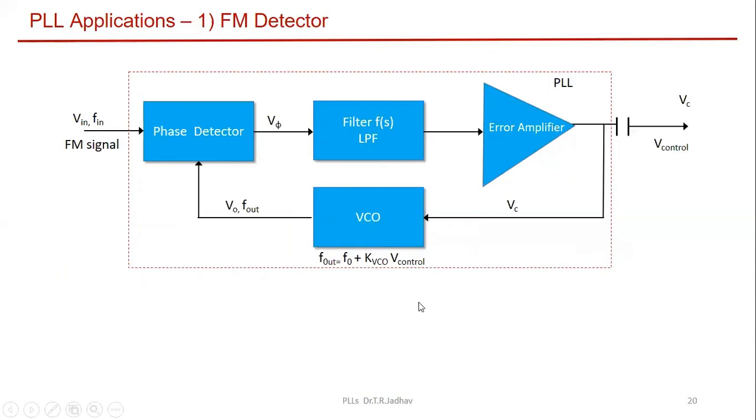Now if you look at the block diagram, can you see the resemblance with the block diagram of PLL? Yes, it is actually PLL. So if you have phase detector, then low pass filter, then error amplifier, then VCO, everything is in place. So I have marked this block as a dotted. So everything inside the dotted is actually PLL.